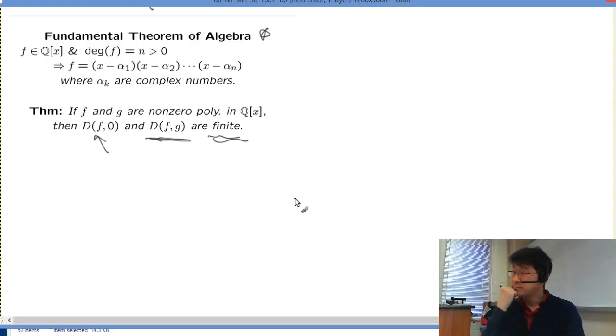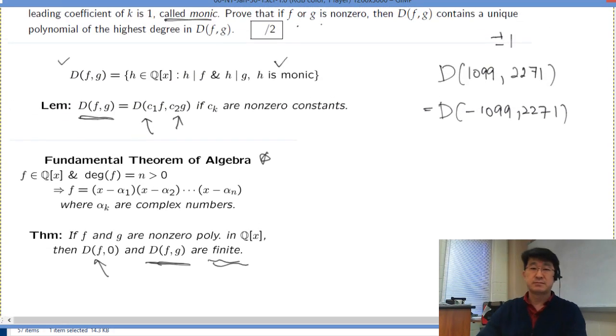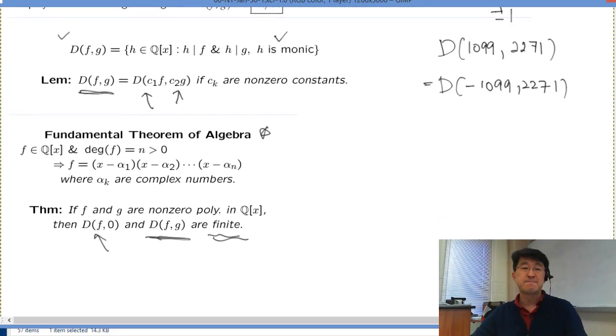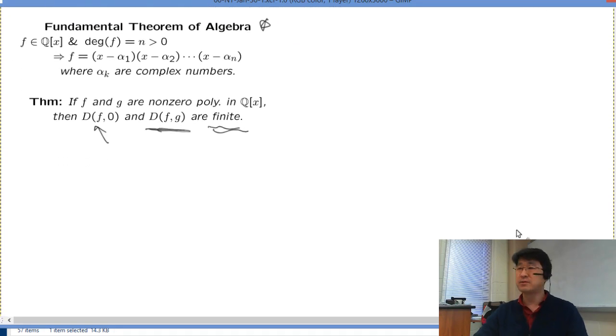Not a number, mod polynomial. Yes, that works. Yes, it was actually the Euclidean algorithm, so it does work. Okay. Anything else?